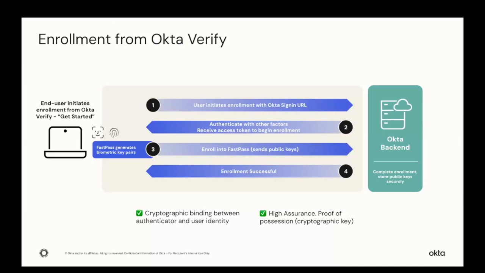So first off, FastPass is generating a strong public-private key pair using either ES256 or RS256 cryptographic algorithms backed by the user's biometrics. So this checks off the cryptographic binding between authenticator and user identity. Additionally, the private key that's generated by FastPass never leaves the device. So this satisfies the high assurance and proof of possession requirement. Next slide, please.